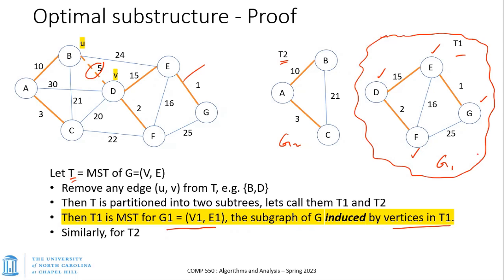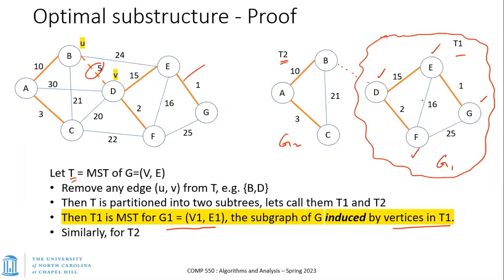So the idea is that you've got two separate connected trees. You do have a forest now. You have removed one of the edges, which was part of the original spanning tree. And what you're now trying to prove is that this particular tree, which was part of the original, is also a minimum spanning tree.